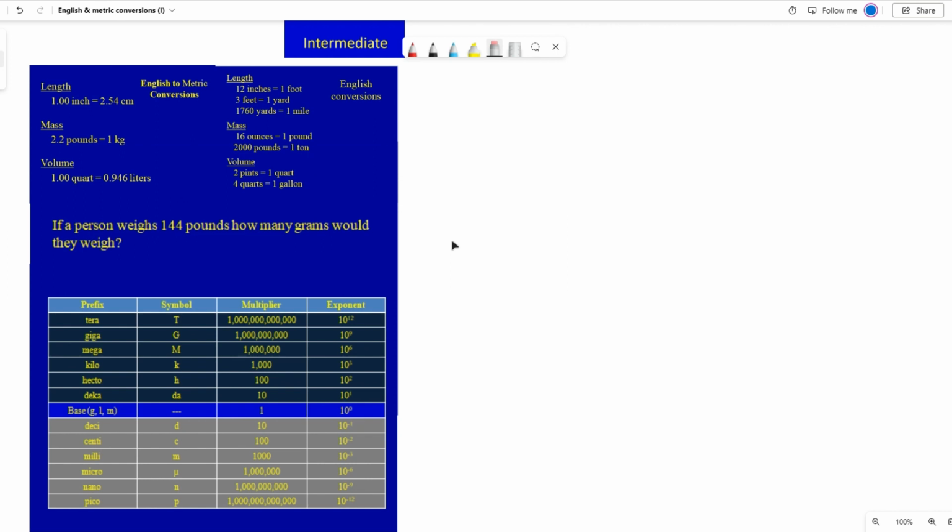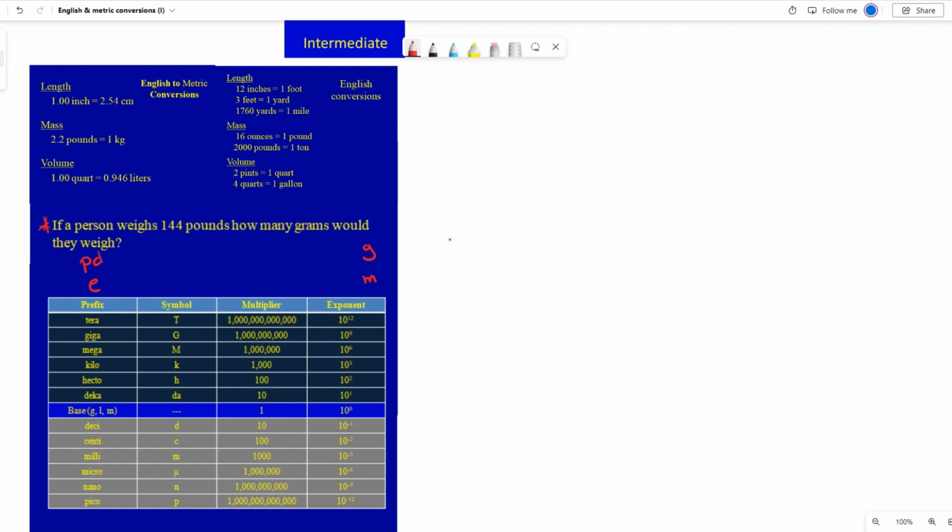So for the second problem here, we see that it says, if a person weighs 144 pounds, how many grams would they weigh? So let's take a look at this problem here now. So we're starting off with, again, pounds. That's an English unit. And what do we want to get to? We want to get to grams. That's a metric unit.